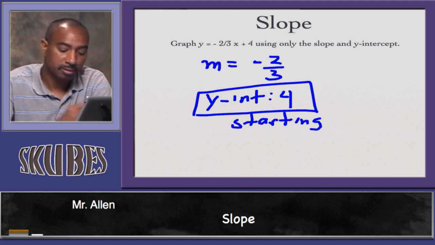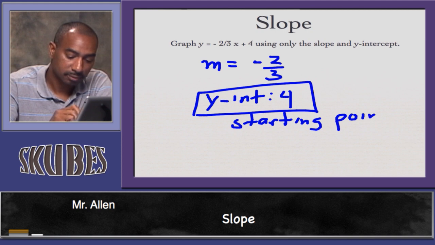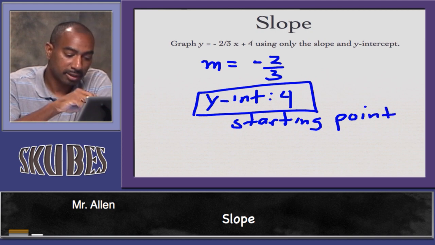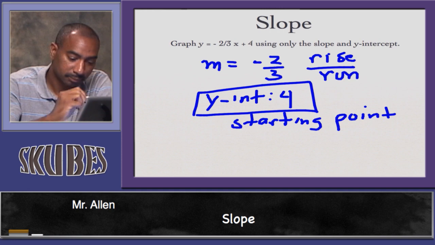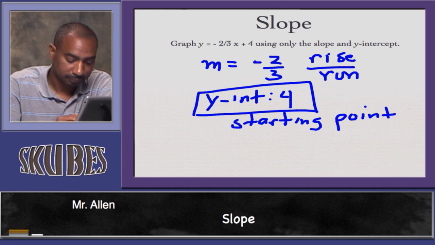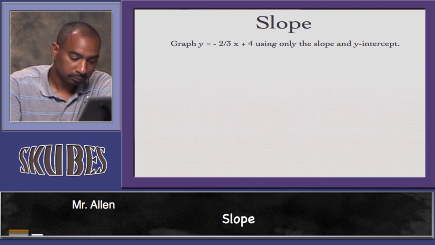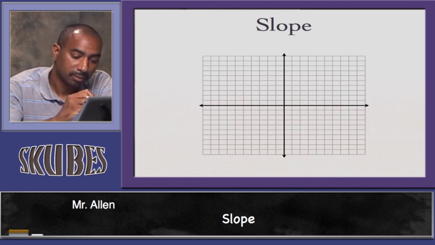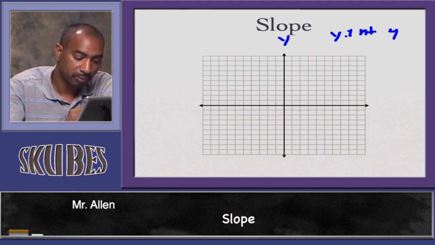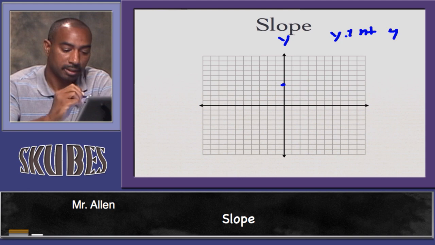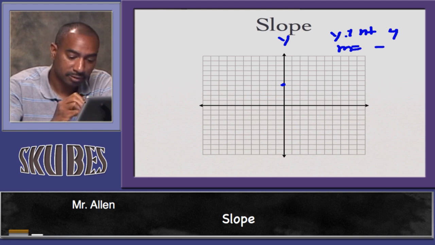So we're going to graph that. We're going to start with this point first, and then we're going to count over the slope. This is called my rising number, and this is my running number. So let's do that. All right, so we know that the y-intercept is 4. So you go to the y-axis, this is the vertical axis, you're going to count up 4. 1, 2, 3, 4, make a point. And we know that the slope was negative 2/3.